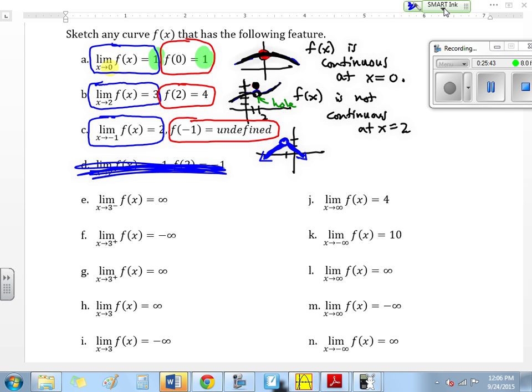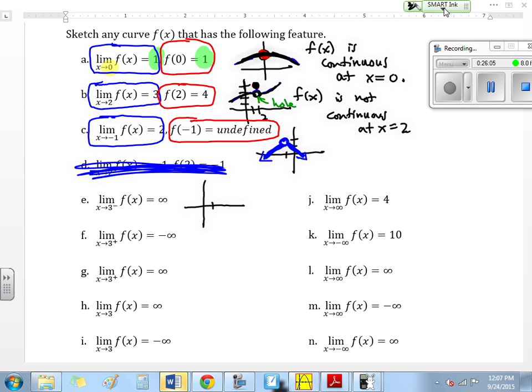The first five on the left are infinite limits, and the ones on the right are called limits at infinity. But they mean different things. Okay, so I'm going to help with E, and you can do the others. The way it's pronounced is the limit as x approaches 3 from the left of f of x equals infinity.